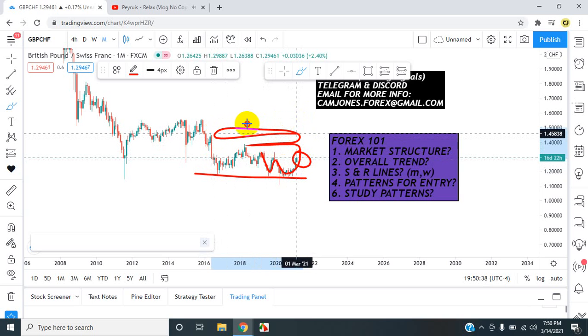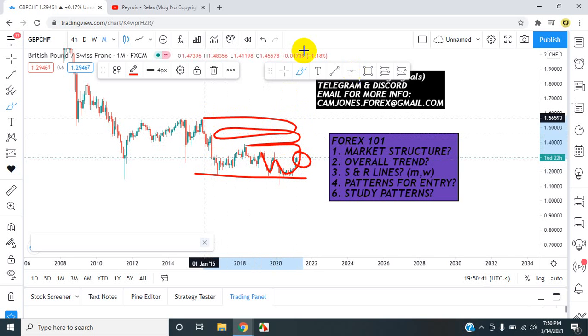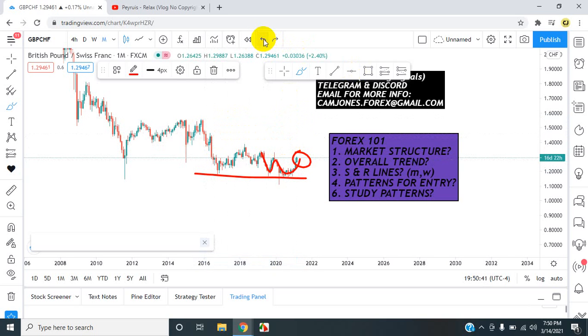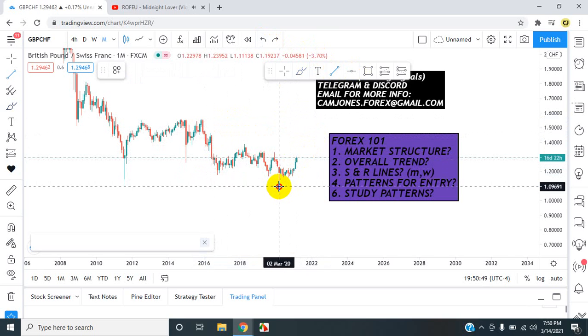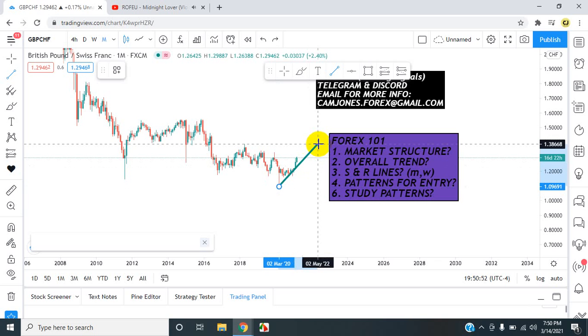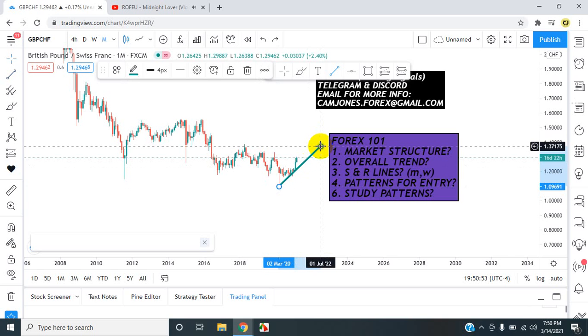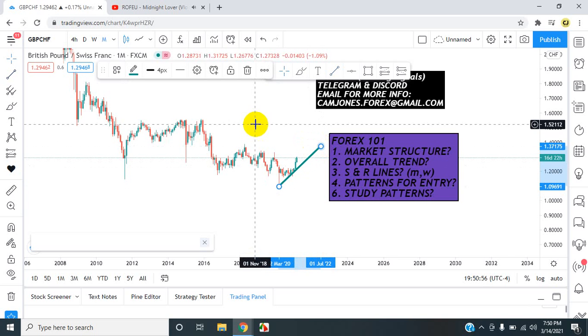And if it pushes up again, the next one will be here, and so on. So we have higher highs and higher lows, and the market is in an uptrend. So far, that's what it looked like on this time frame. We're going to create our trend line.